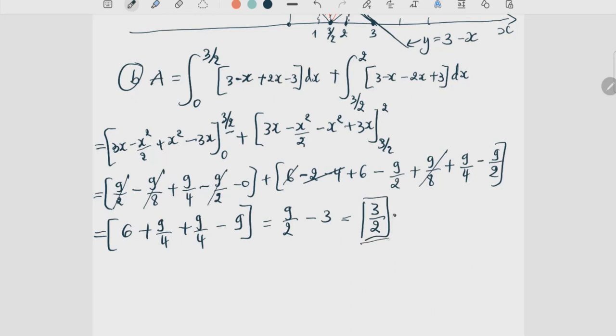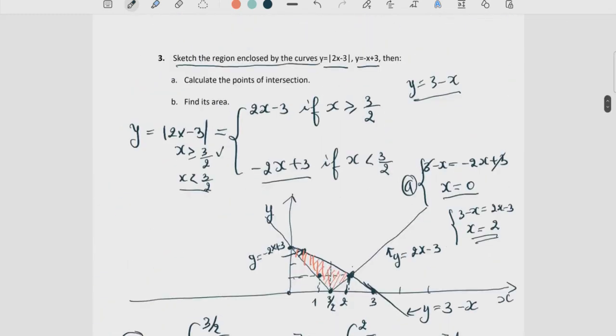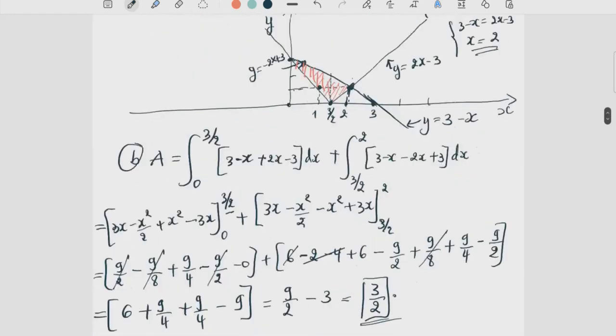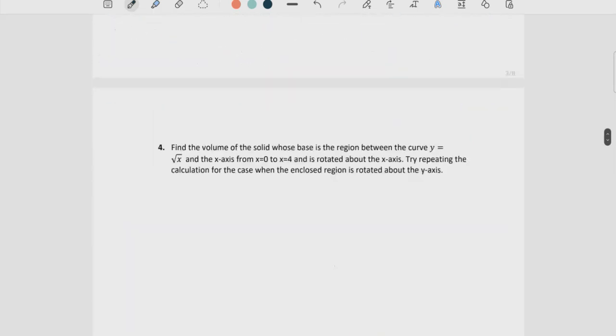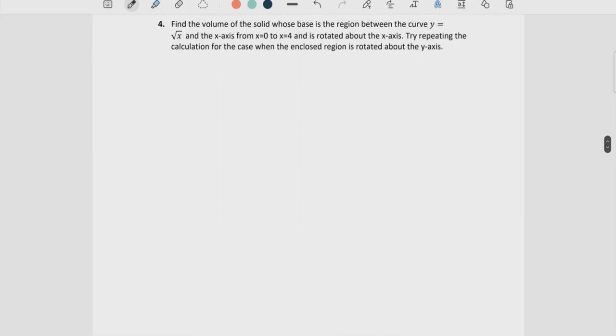Just double check that calculation as well, but it should make sense. Any questions on this particular example? All right, let's move on then to question number 4, where we are looking at the volume now.